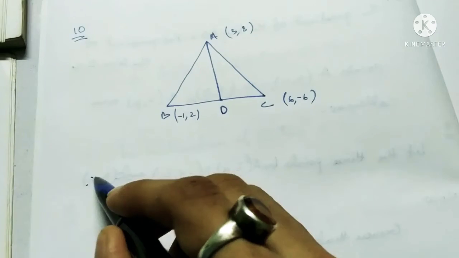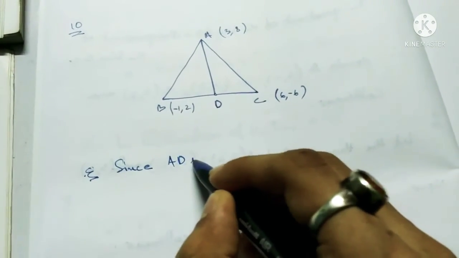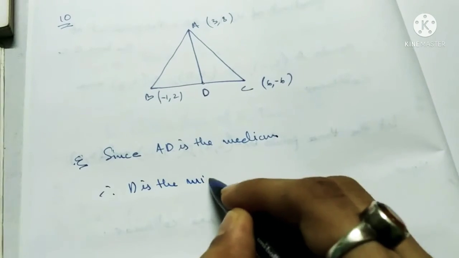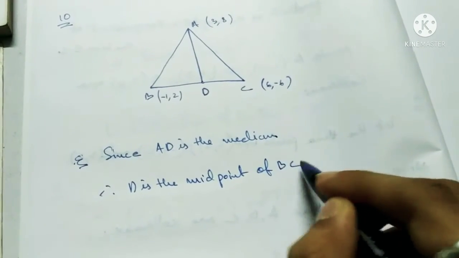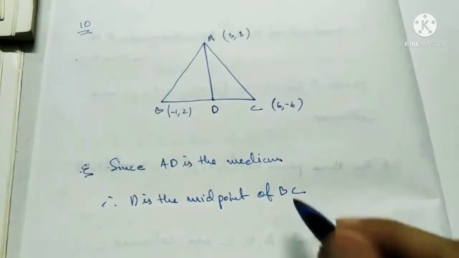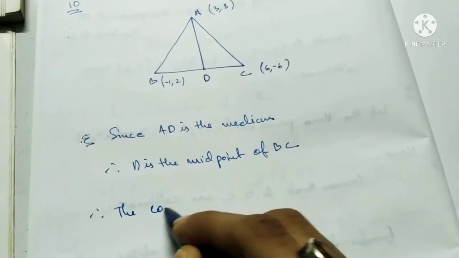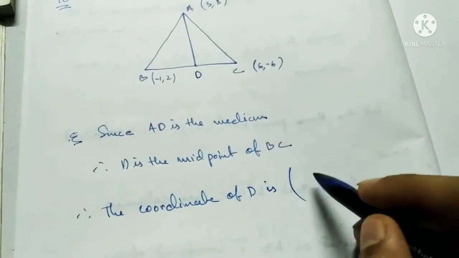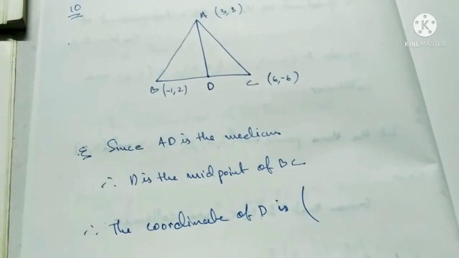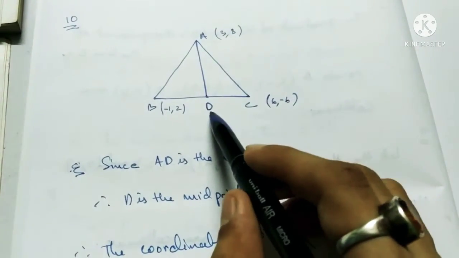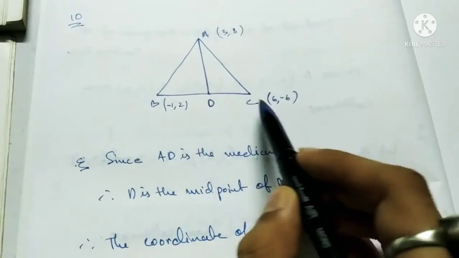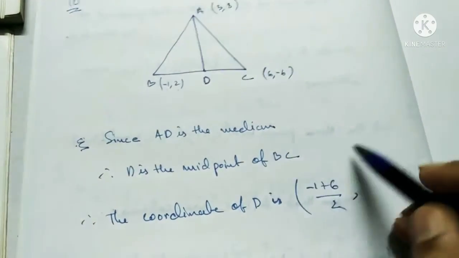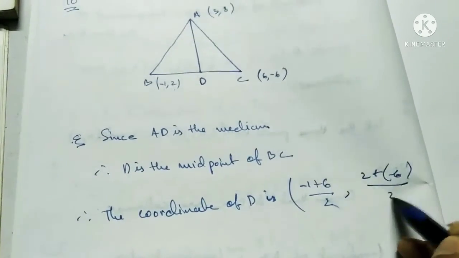So therefore in here, since AD is the median, therefore D is the midpoint of BC. Since AD is the median, therefore D is the midpoint of BC. Therefore the coordinate of D will be: x coordinate will be this plus this, -1 plus 6 by 2, comma, and y coordinate 2 plus -6 by 2.